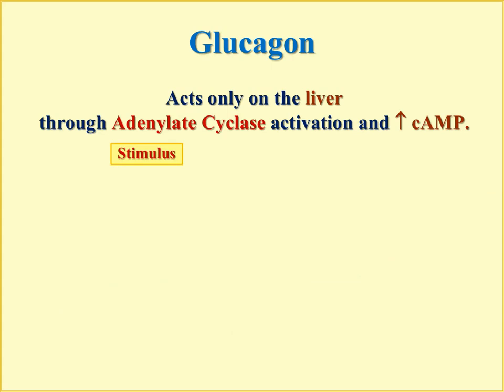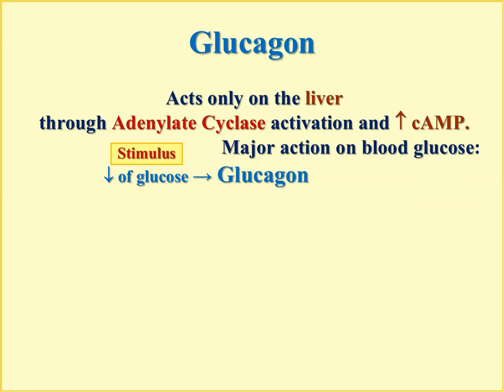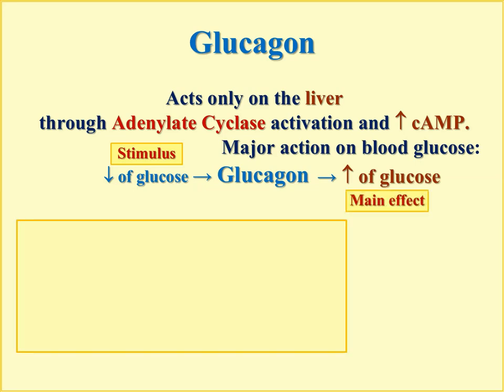The stimulus for secretion of glucagon, as was mentioned already, is a decrease of glucose level. And glucagon produces the opposite effect. Its major action is on blood glucose, and this is an increase of glucose level. But it's not the only effect. Let's list all the effects that develop due to glucagon action.